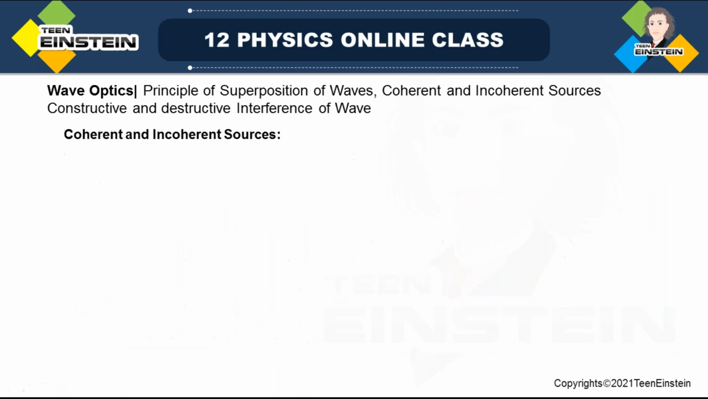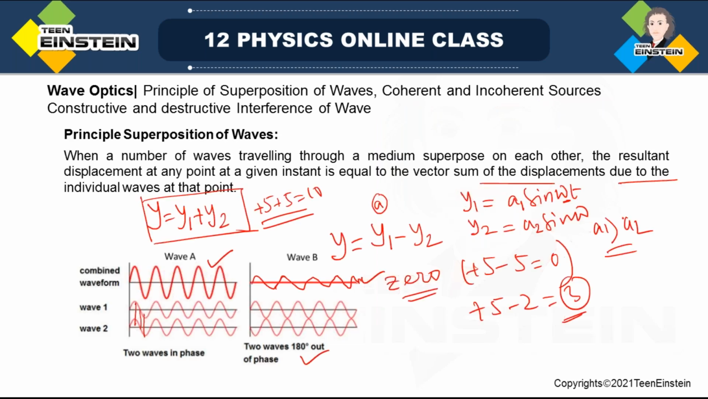So now we'll go to another concept, which is coherent and incoherent sources. So what are coherent and what are incoherent sources? And then we will discuss constructive and destructive interference. So actually interference means superposition only. Mathematically we'll show you what is called superposition and what is called interference.